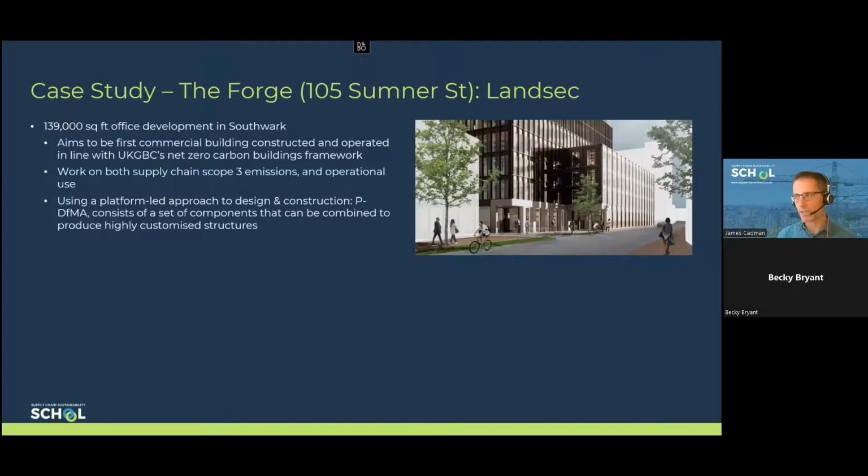So this is a development by Land Securities in London. They want to be the first commercial building that's operated in line with the GBC's net zero carbon buildings framework that I mentioned a few slides up. They're looking at everything, scope 1, 2, and 3, the whole supply chain. And they're looking at various different techniques like design for manufacture and assembly, DFMA. How can they use modular components, consistent components to reduce the impact, to reduce the time and other productivity issues as well.